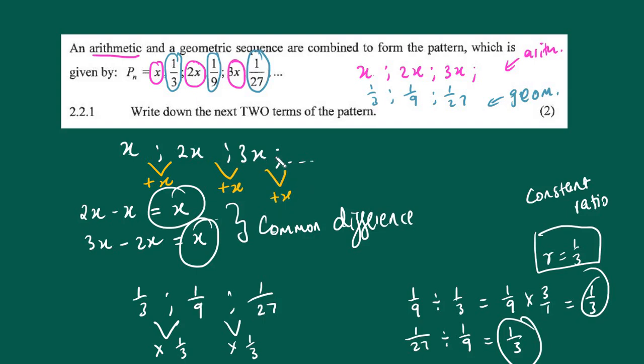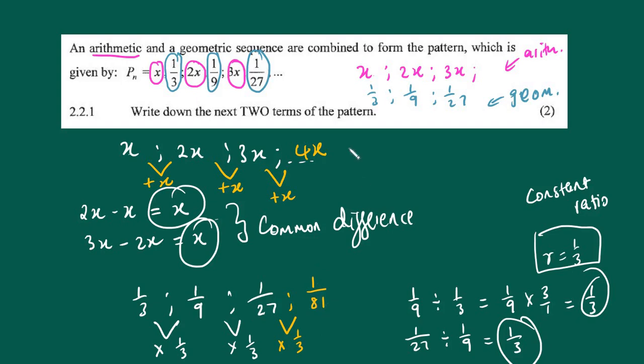So for the arithmetic part, the next term would be what? You have to add x, so the next term is 4x. And then for the geometric part, to get to the next term, you must multiply by 1 over 3, and when you do that, you're going to get what? What is 27 times 3? 7, 14, 21. I think it's 81. Yeah, I think it's 81.